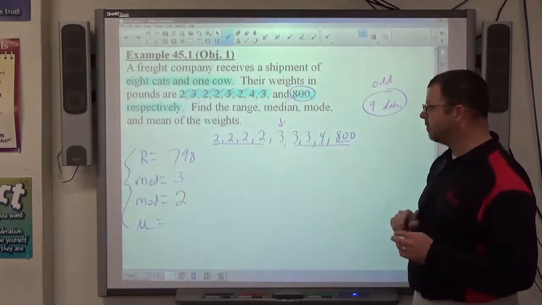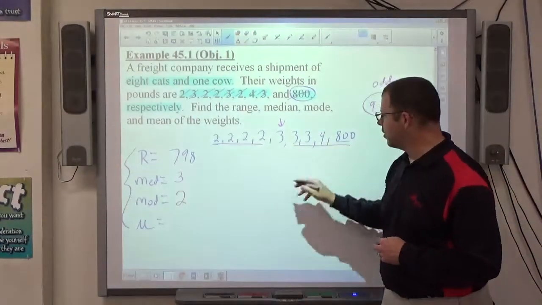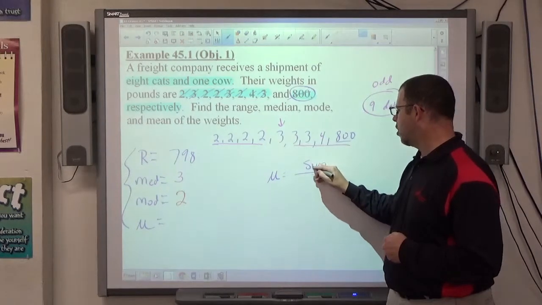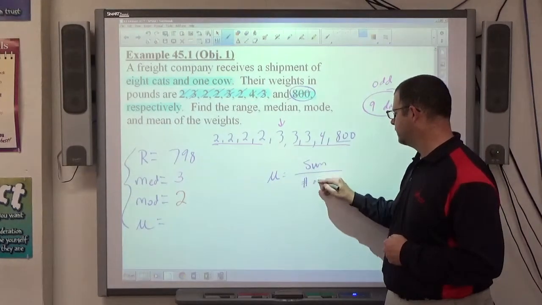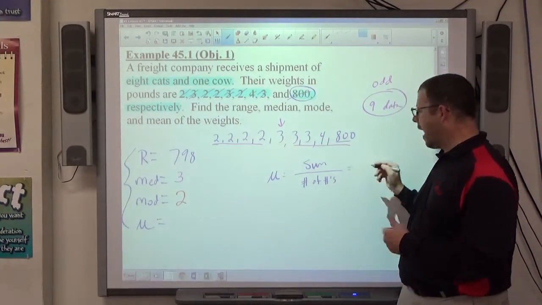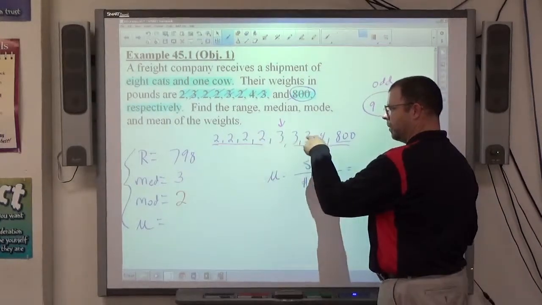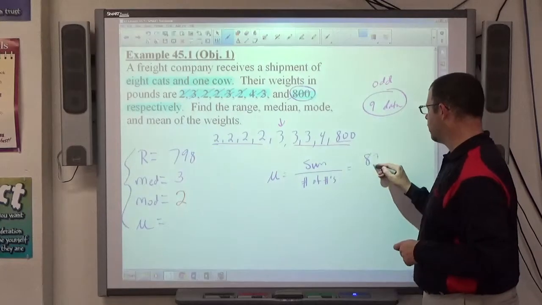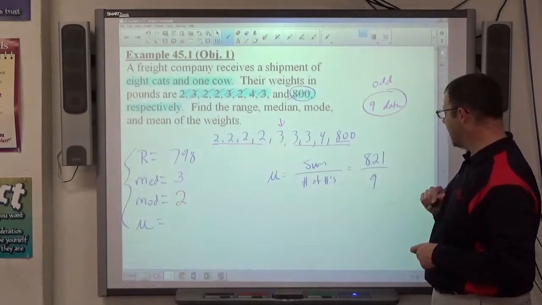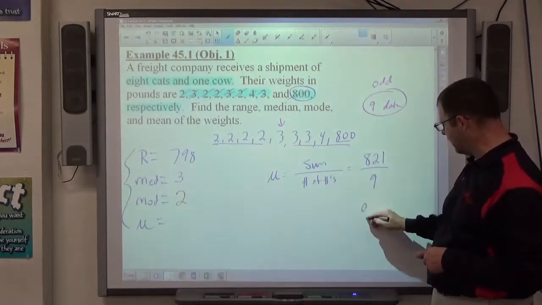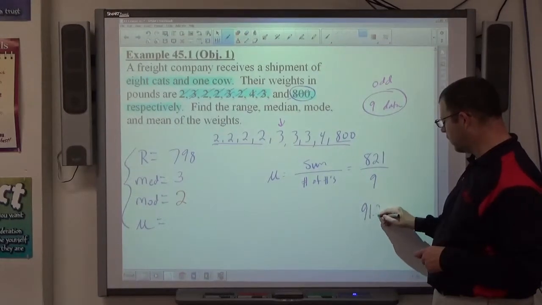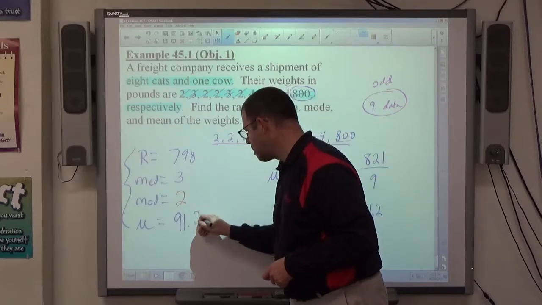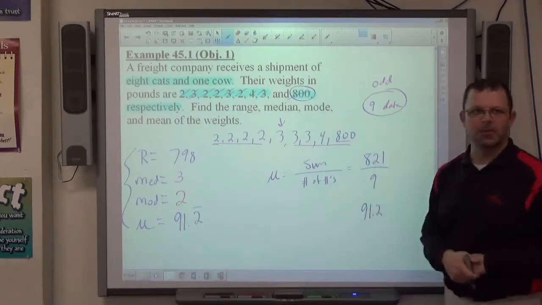Final thing is mean. All right, we add up all these numbers. Mean is equal to the sum of the numbers over the number of numbers. So add them up. We're going to get 8 plus 9 is 17 plus 4 is 21 plus 800 is 821 divided by 9 data points, which makes 91.2. You have to put a thing over it. There you go. 91.2 repeating.